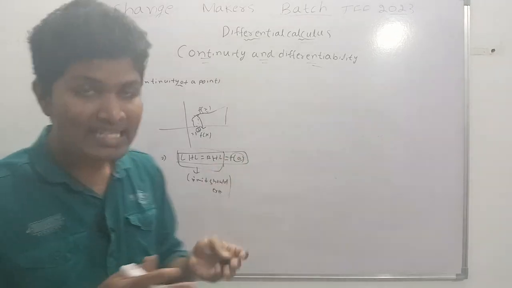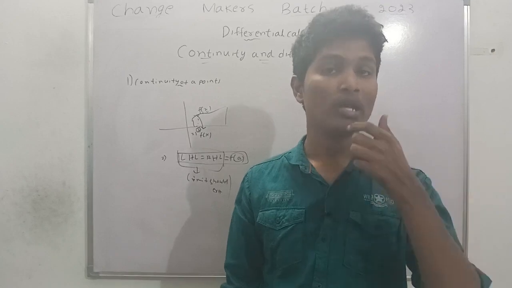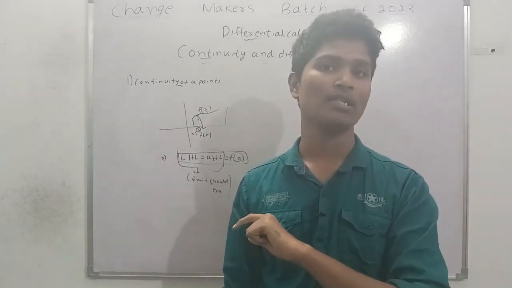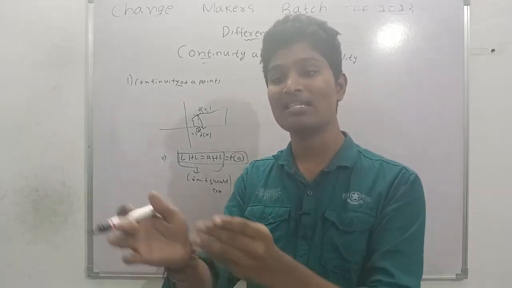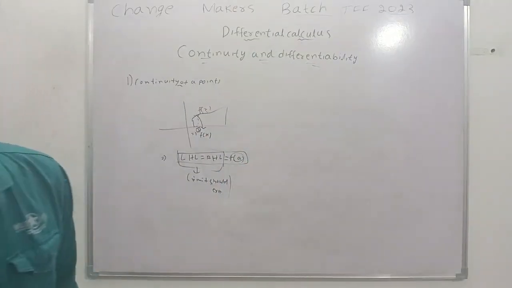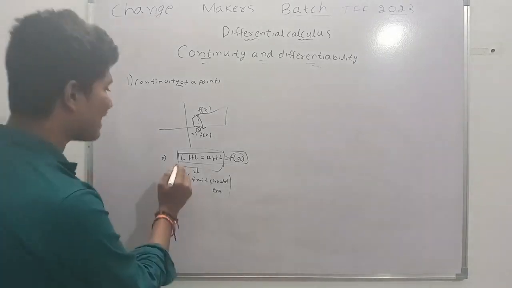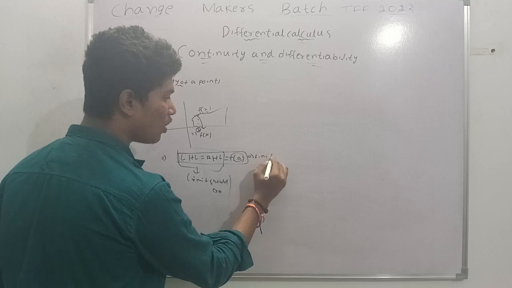So here it is a linking process. For a limit to exist, we check LHL equal to RHL. But to check continuity, we check LHL equal to RHL as well as the function value. Basically, you have to remember these 3 things: LHL equal to RHL equal to the function value, and it must be finite, not an infinite value.